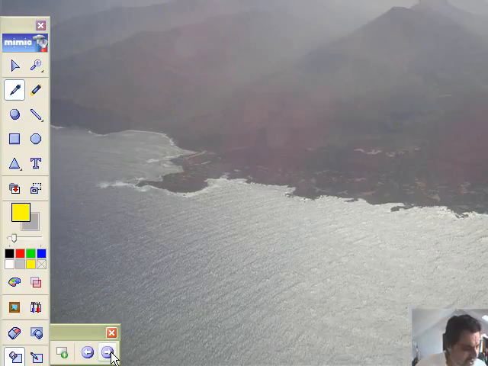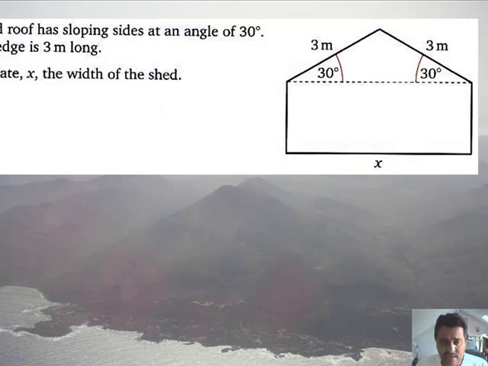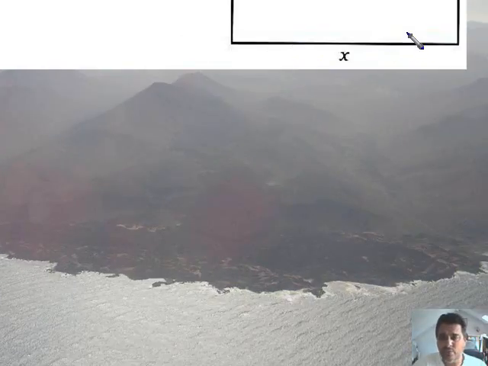Right, here's a standalone question. This is question 6. It says a shed roof has sloping sides at an angle of 30 degrees. So there's the shed roof there. Each edge is 3 meters long. Work out the width of the shed, which is x.